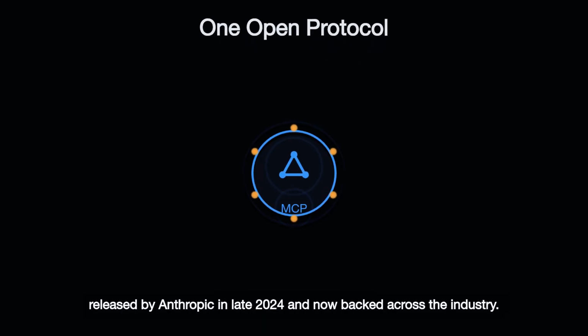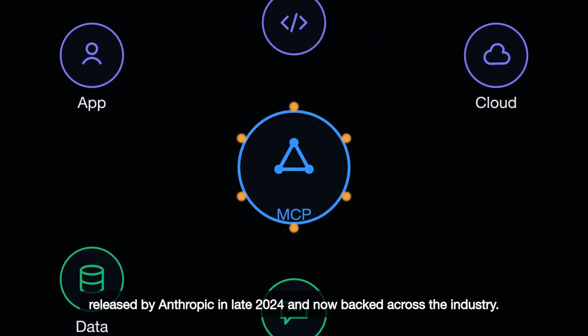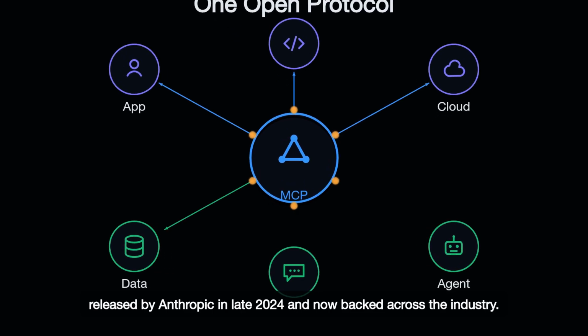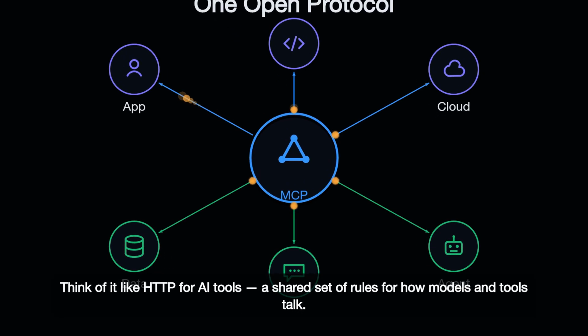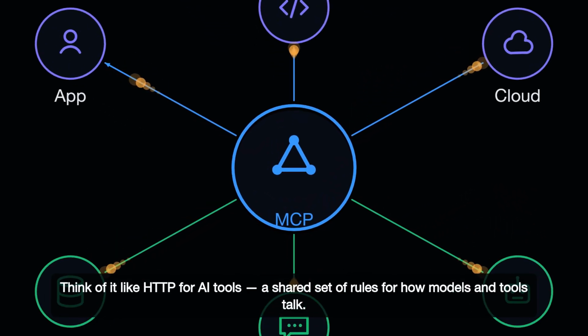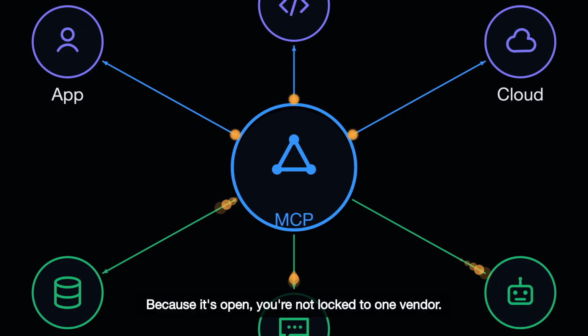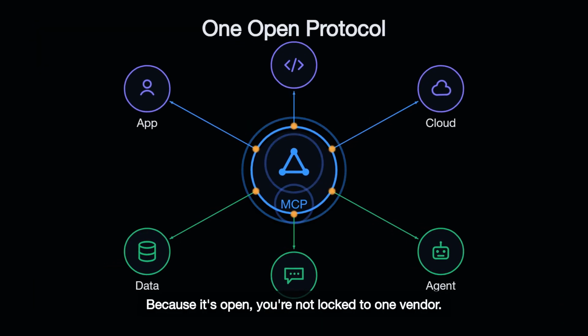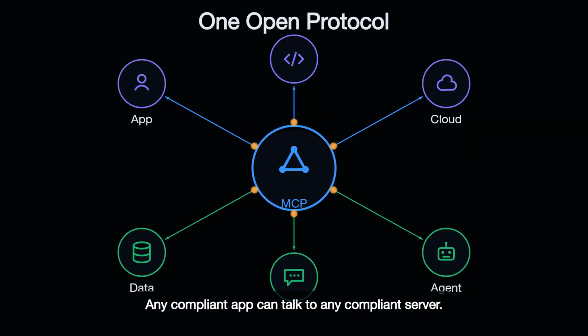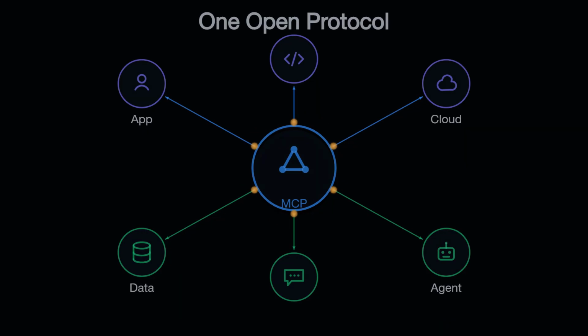MCP is an open protocol, released by Anthropic in late 2024 and now backed across the industry. Think of it like HTTP for AI tools, a shared set of rules for how models and tools talk. Because it's open, you're not locked to one vendor. Any compliant app can talk to any compliant server.